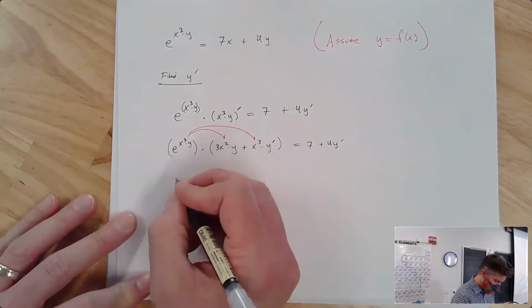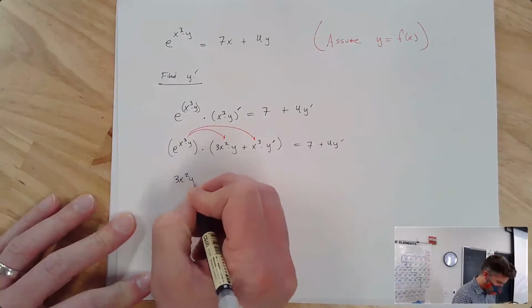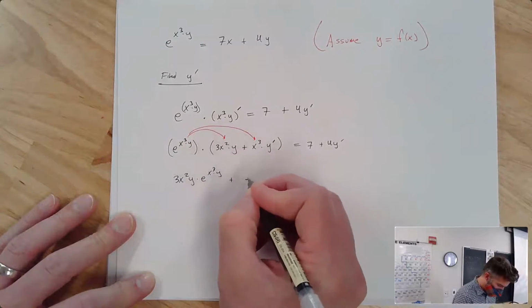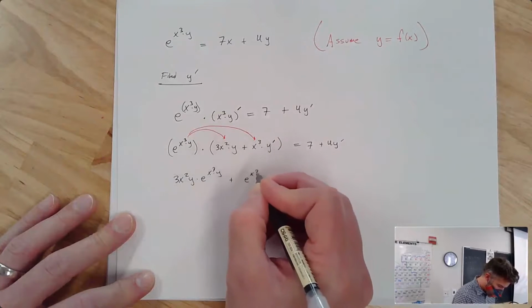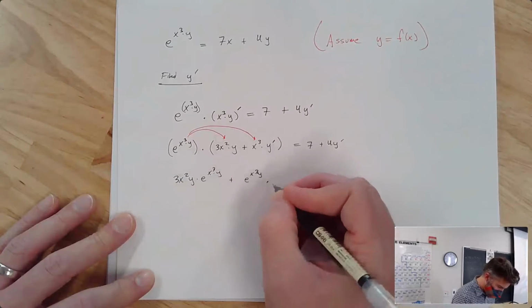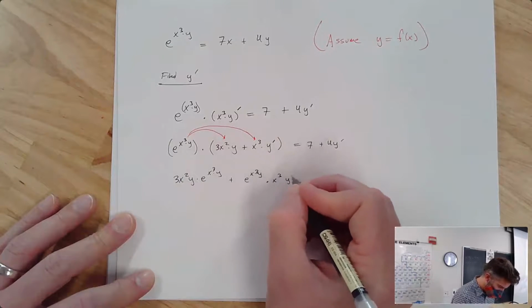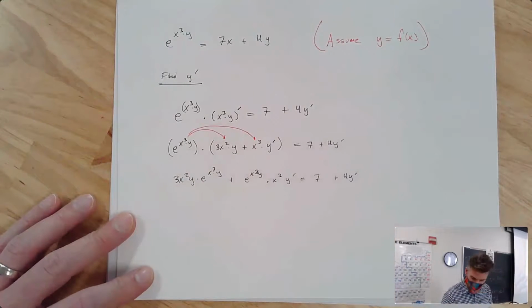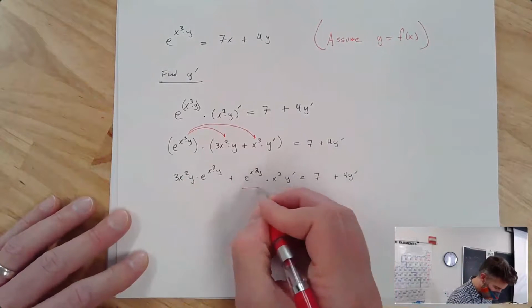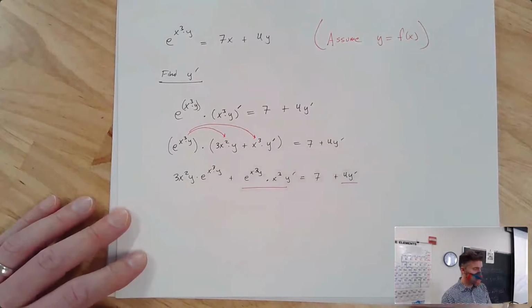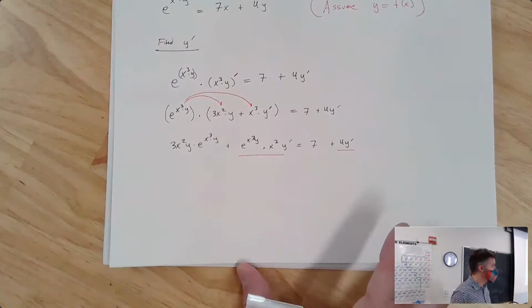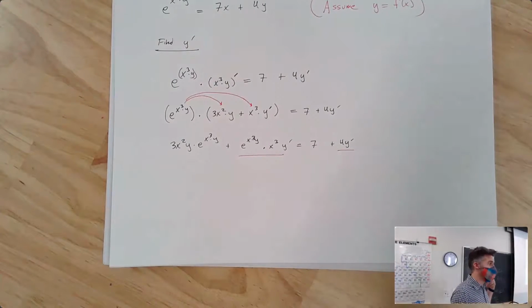So I'm going to have 3x squared y times e to the x cubed y plus e to the x cubed y times x cubed y prime equal to 7 plus 4y prime. And then I'm like, okay, here's a y prime term, here's a y prime term. Let's put all those on one side, everything else on the other side. It doesn't matter which side you pick. If we pick different sides, our answers are going to look a little different.